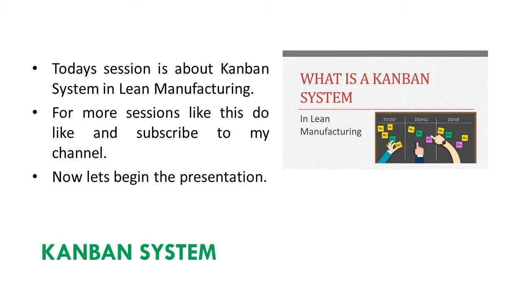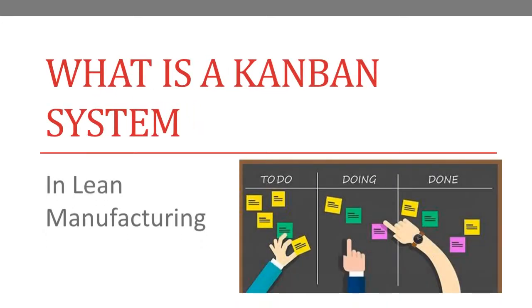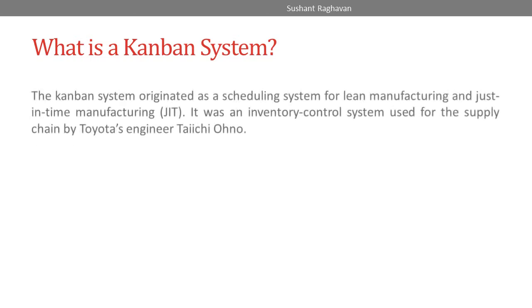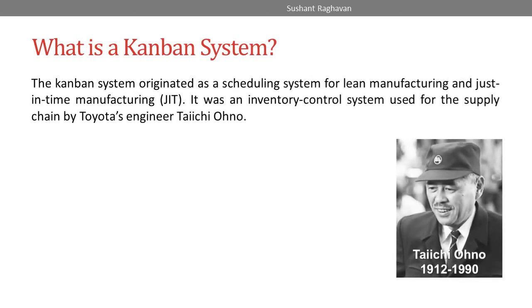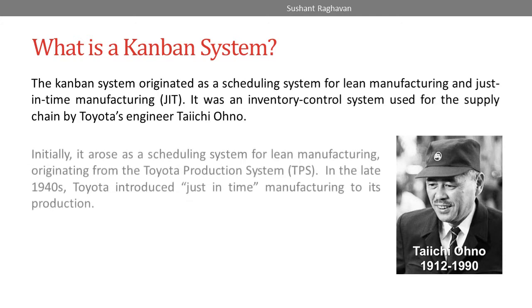Now let's begin the presentation. What is a Kanban system in lean manufacturing? What is a Kanban system? A Kanban system originated as a scheduling system for lean manufacturing and just-in-time manufacturing. It was an inventory control system used for the supply chain by Toyota's engineer Taiichi Ohno.